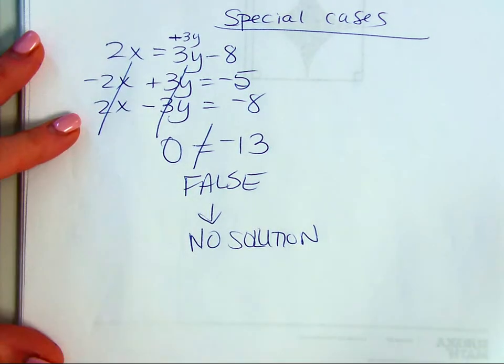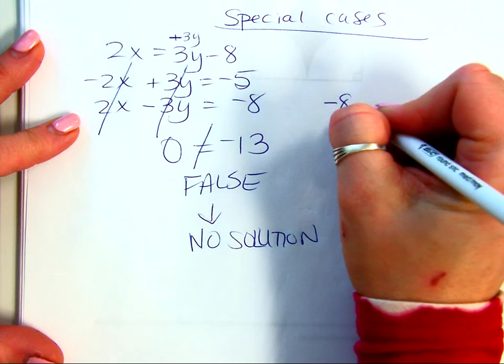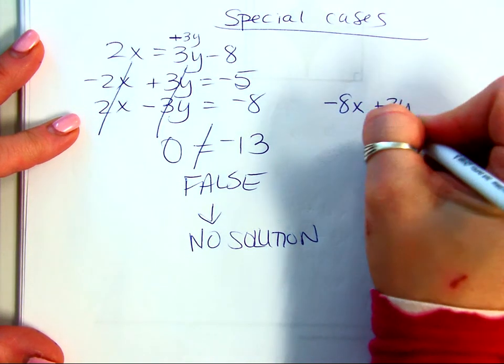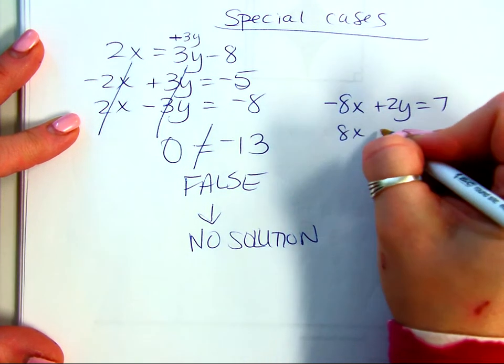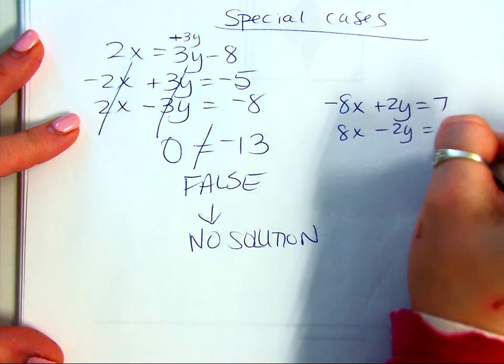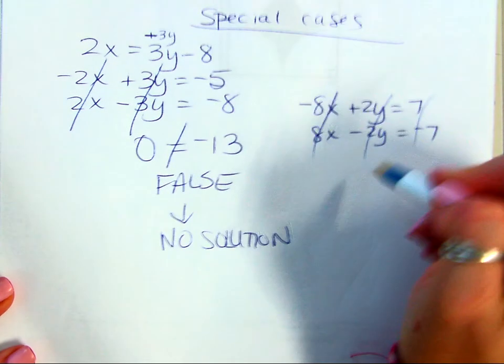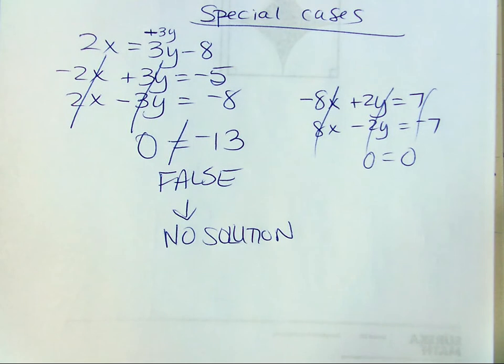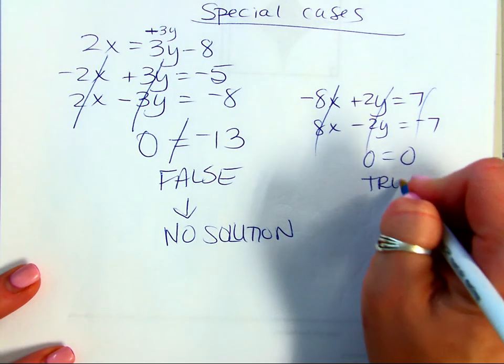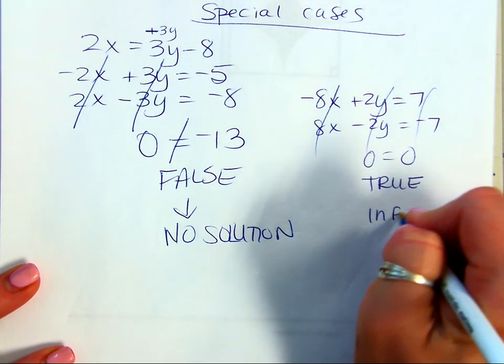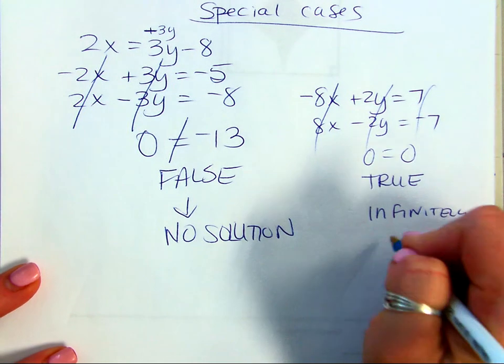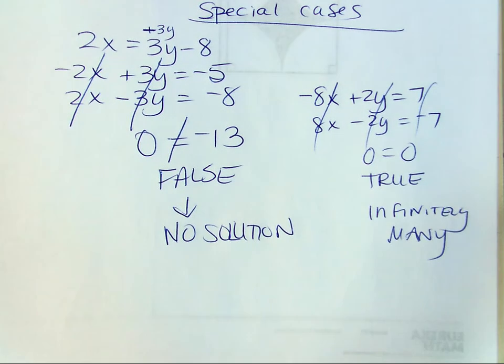So what about this example? Negative 8x plus 2y equals 7, and positive 8x minus 2y equals negative 7. Everything cancels. Cancels. Cancels. So 0 equals 0. Is that true? Yes. What does it mean for a true statement? Infinitely many solutions. In other words, that means they're the same line. They're the same line. Got it?